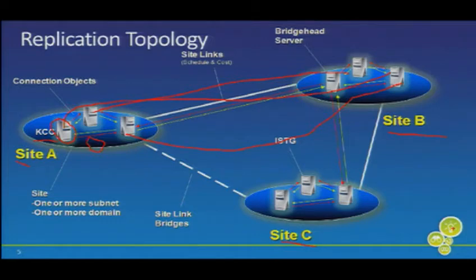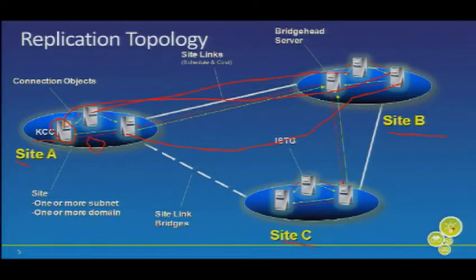The KCC Intersite Topology Generator runs on every DC every 15 minutes. If I have to give an example here, the ISTG role is running here, but the bridgehead server is this one. The ISTG role can decide whether it becomes a bridgehead server or assigns another DC to become one. The ISTG runs every 15 minutes.